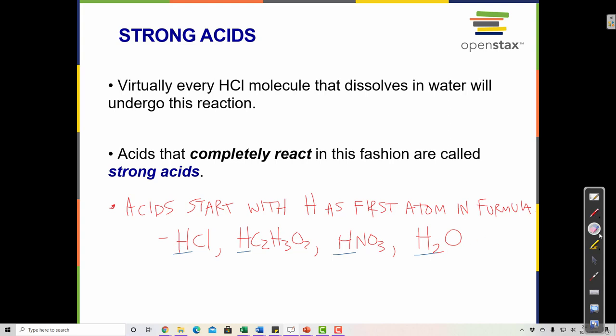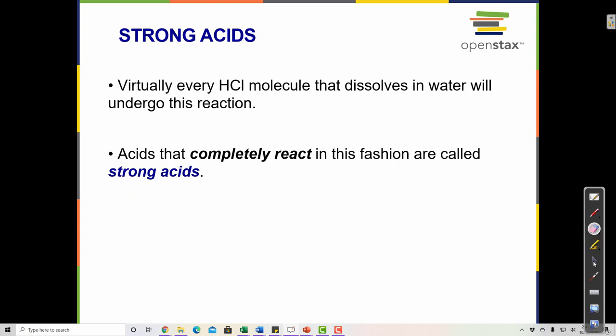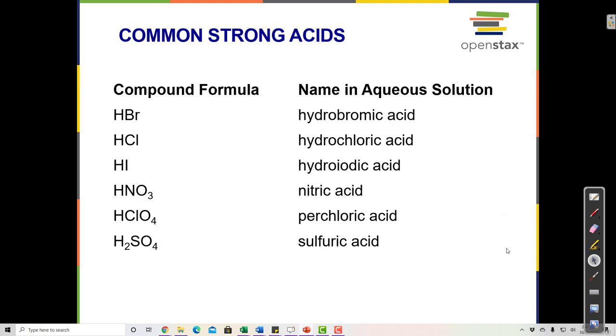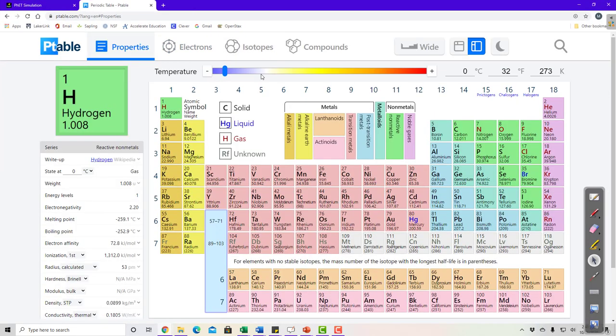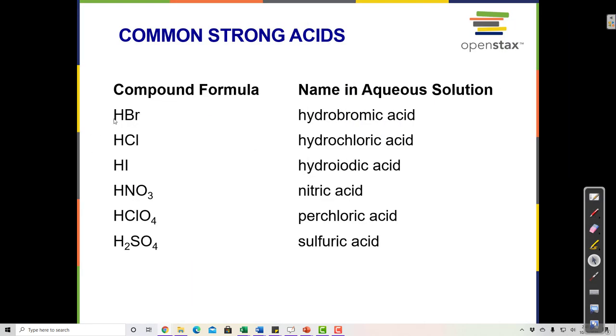Now, some acids we call strong acids, and some acids we call weak acids. These are the six strong acids. So three of them are really easy because Cl, Br, and I are halogens. So these three acids, HCl, HBr, and HI, are all strong acids. Those are called the halogen acids. So there's three other strong acids, HNO3, HClO4, and H2SO4.